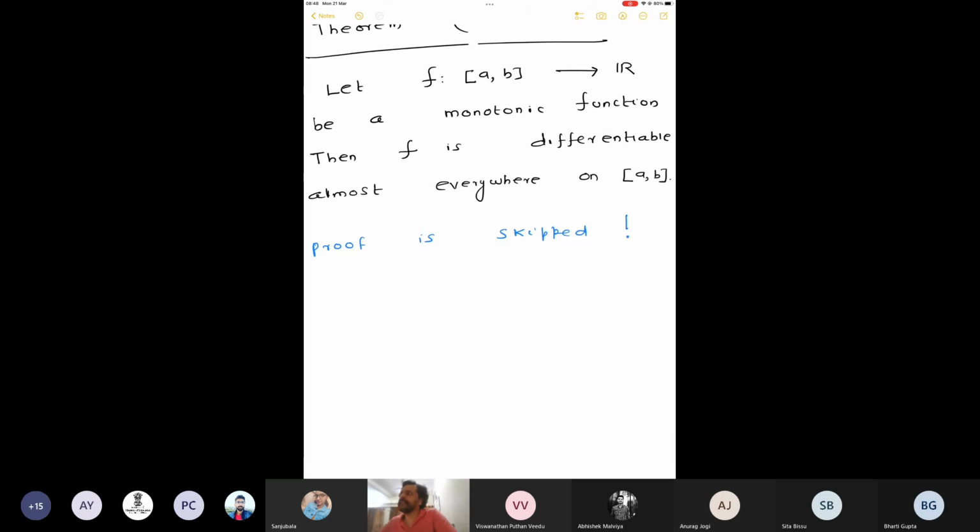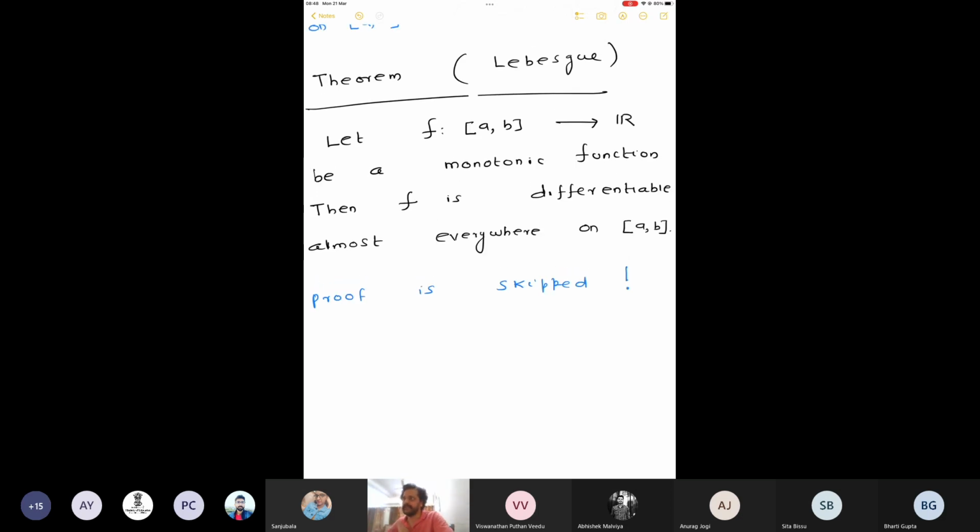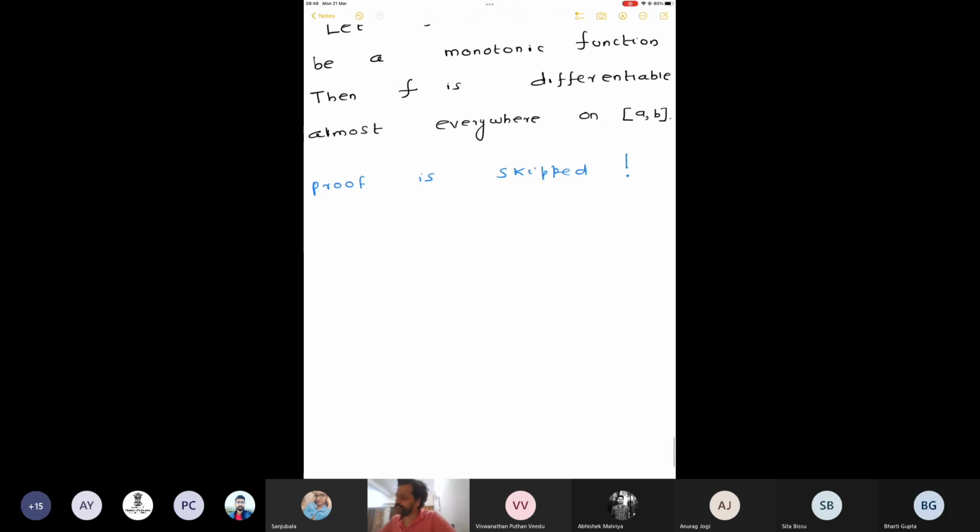So next material that we need towards the fundamental theorem of calculus is another class of function. First, I introduced bounded variation functions and studied some properties. Next, I introduced this theorem without proof. And next thing that I want is one more class of function. So let me define it. Definition.